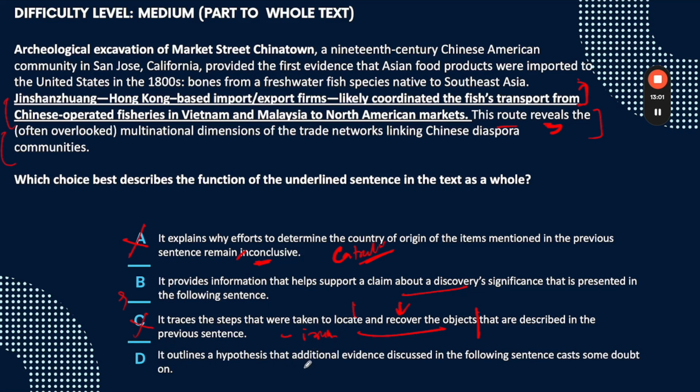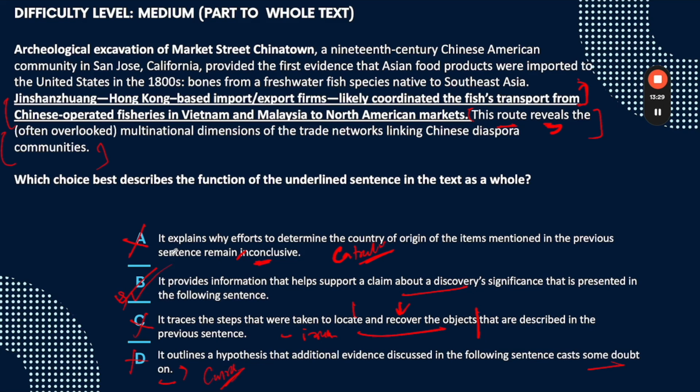It outlines a hypothesis that additional evidence discussed in the following sentence casts some doubt on. Now, the next sentence, after the underlined bit, is not casting doubt on anything. It's further supporting something. If anything, it's confirming something, right? So there's no casting doubt or going against something. This particular option is contradictory to the text. So I'm going to eliminate it, and choice B is a very clear choice that I can pick up as my answer.